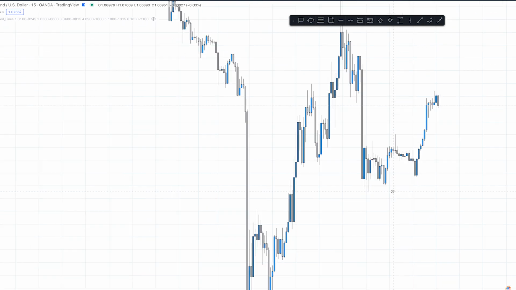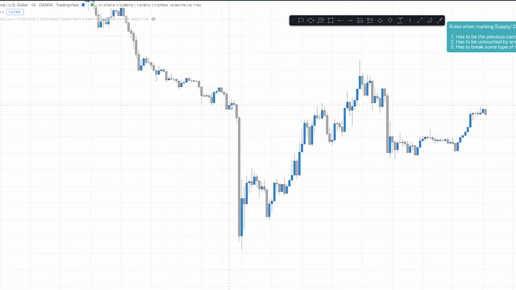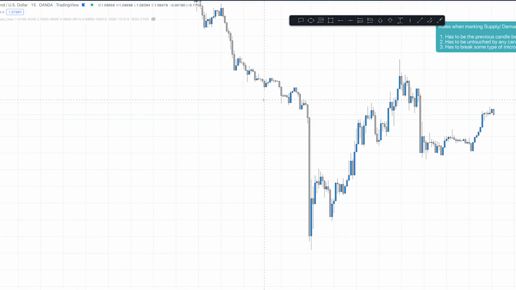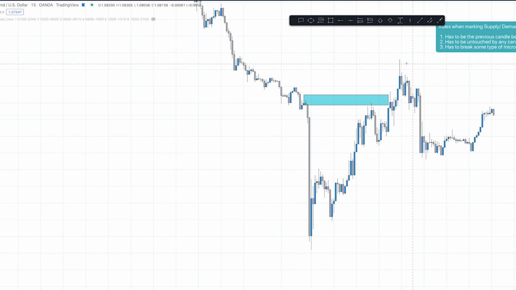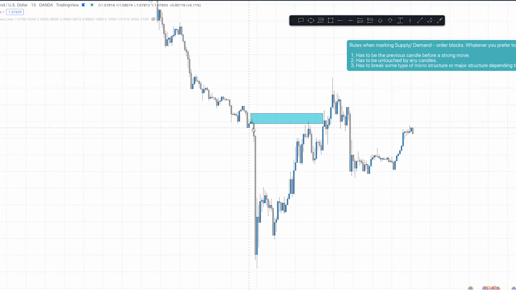Also right here, the next thing that catches my eye, the first thing that I see right here is this previous candle before this strong movement. So here we go. We break this low right here, so that's the second rule. I'm sorry, the third rule. We have to break some type of structure. Second rule is untouched. You can see right here the zone is untouched.